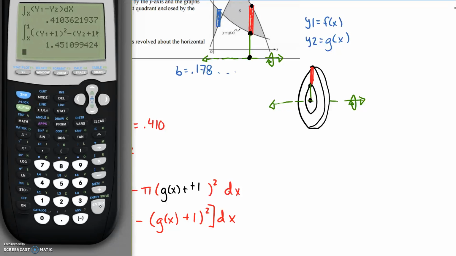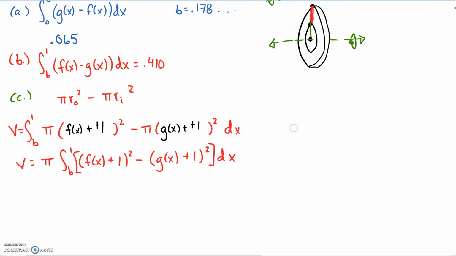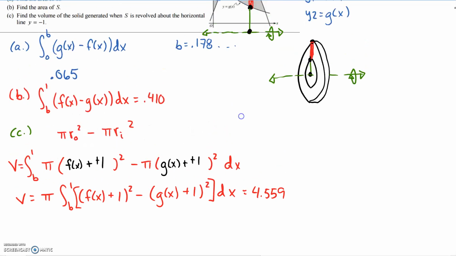Oh, common mistake, I forgot to multiply by pi. So times pi. And we get this value is 4.559. So that is our volume. Equals 4.559.